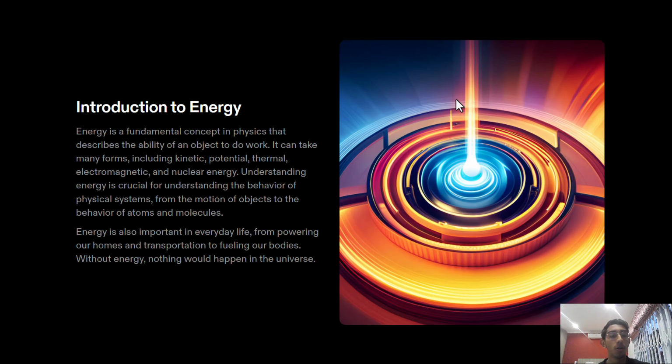Energy is a fundamental concept in physics that describes the ability of an object to do work. It can take many forms, including kinetic, potential, thermal, electromagnetic, or even nuclear energy. Understanding energy is crucial for understanding the behavior of physical systems, from the motion of an object to the behavior of atoms and molecules. Energy is also important in everyday life, from powering our homes and transportation to fueling our bodies. Without energy, nothing would happen in the universe.